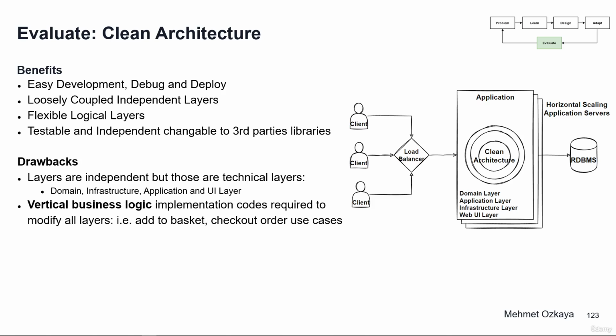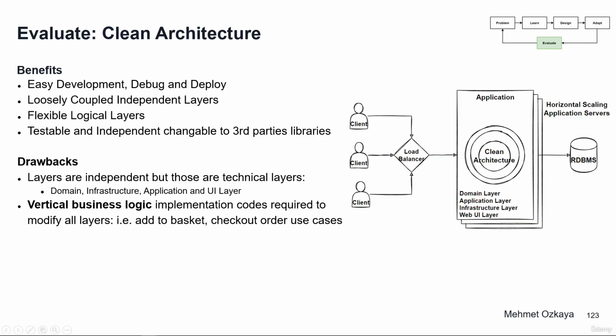Drawbacks come from the clean architecture layers. Layers are independent, but those are technical layers. The technical layers are the domain, application, infrastructure, and web UI layers. But this time, vertical business logic implementation code requires modifying all the layers. For example, when we are adding an item to the shopping cart, or implementing the checkout order use case, for implementing this kind of feature, we should touch and develop all the layers.